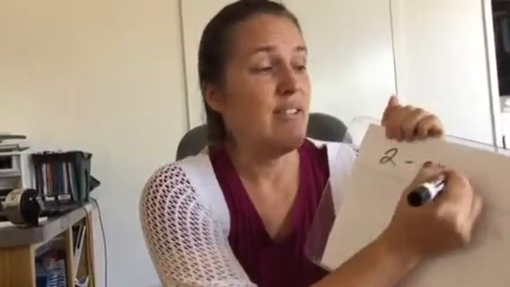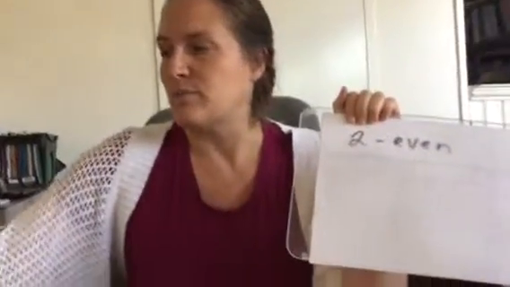Factors are numbers, they're whole numbers that divide a number without a remainder. So there's ways that you can tell if a number can be divided by 2. It's pretty easy. If it's an even number, it can be divided by 2.